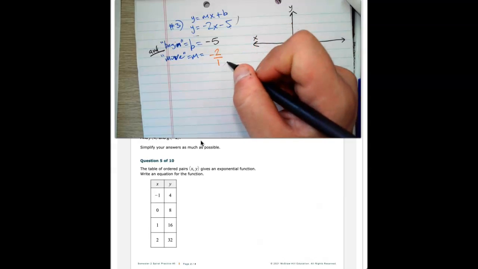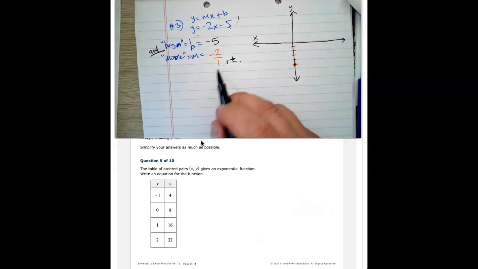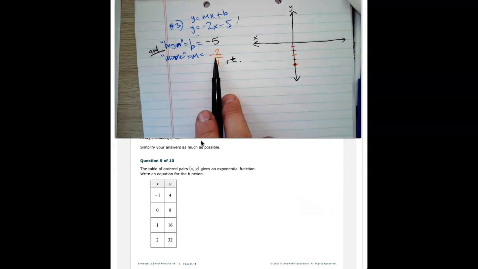Okay, well, I'm going to tell you it's for sure right. For sure it's 1 right. But it's negative 2 over 1. So is it up and right or down and right?